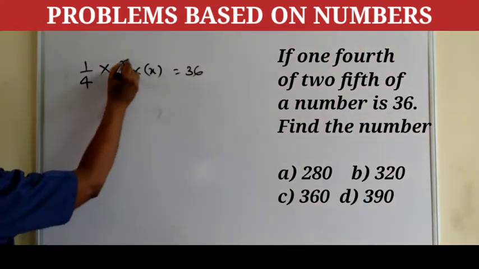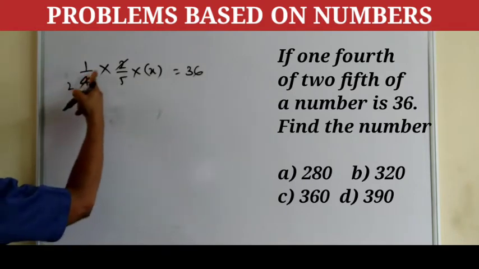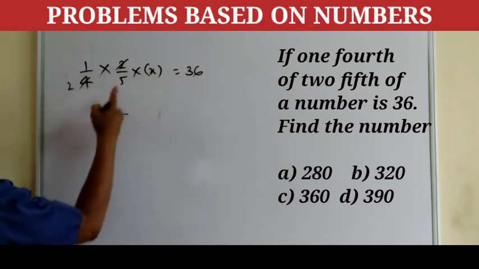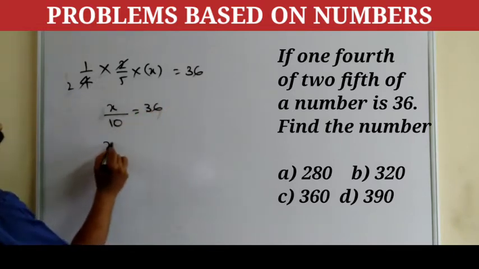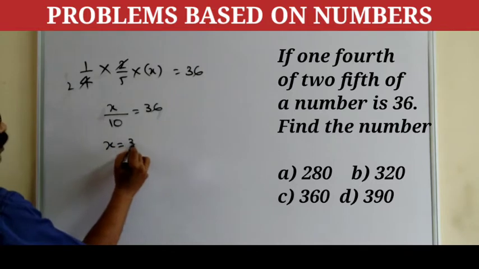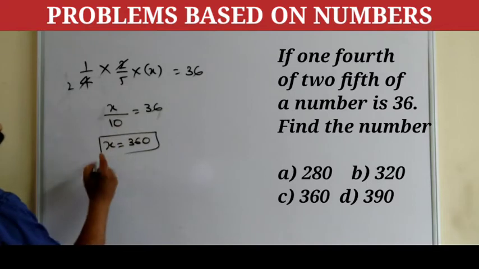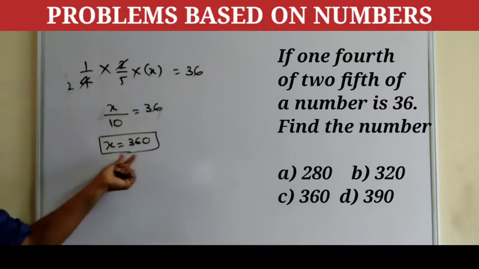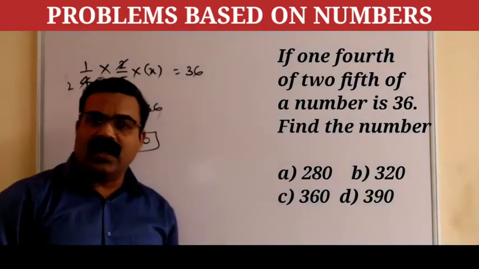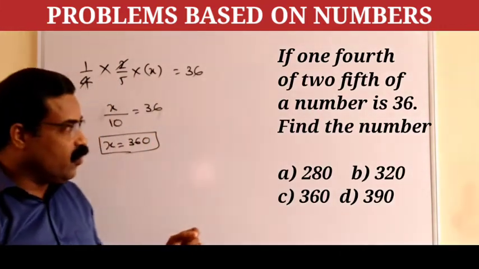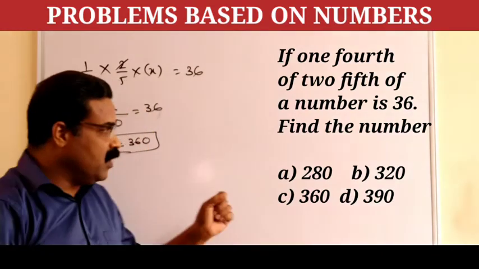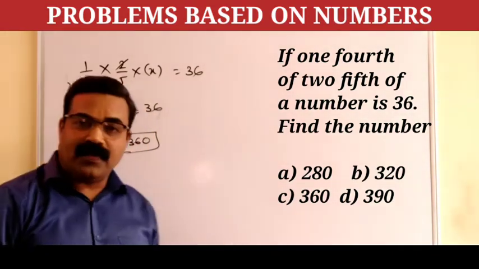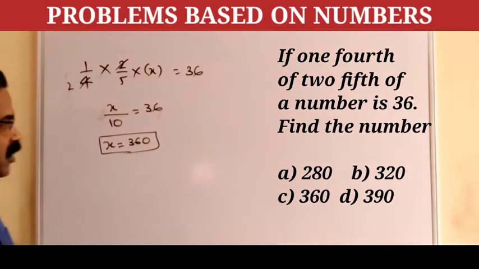So again, you can cut this 2 and 4, 2 times. Now it becomes x by 2 5s are 10 is equal to 36. When you cross multiply, we get x is equal to 36 into 10, which will become 360. So we got x is equal to 360. The required answer is 360. You can mark the correct option. Okay, please note it. Then we'll go to the next question.